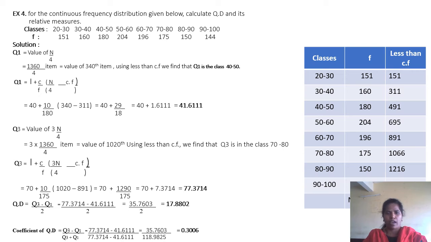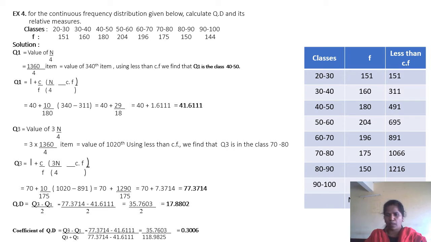Another problem I have to explain here: continuous frequency quartile deviation and its relative measures. For the continuous frequency distribution given below, calculate the quartile deviation as well as the relative measures. These are the classes and then the frequency values. Same as the earlier problem, you have to prepare the same table, with the formula reference as well as the table.